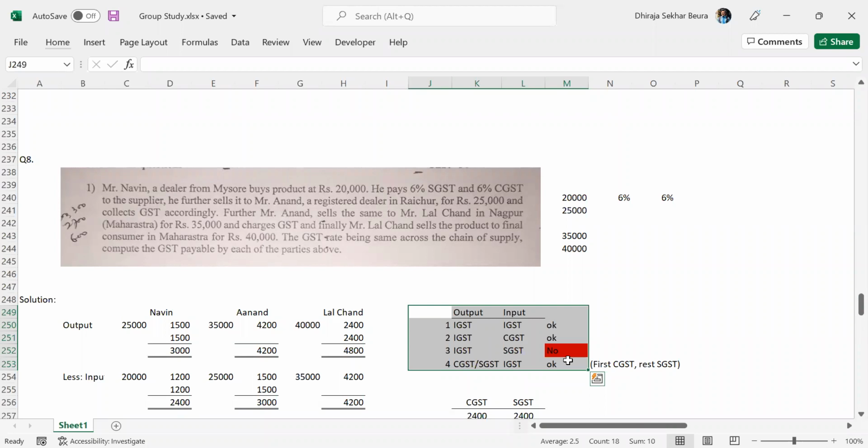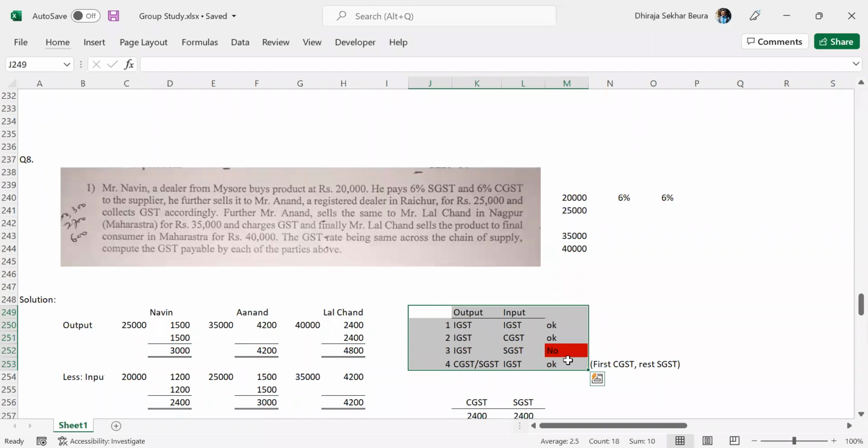First, Mr. Naveen. Mr. Naveen, as we have already discussed, input credit for him is 6% SGST, 6% CGST that he has already paid on the price of 20,000, right? Which comes to 1,200 CGST and SGST. Why I took CGST and SGST and not IGST? Can somebody tell? Intrastate. Yes. So his purchase was also from intrastate. So he's eligible for GST credit of SGST and CGST only.